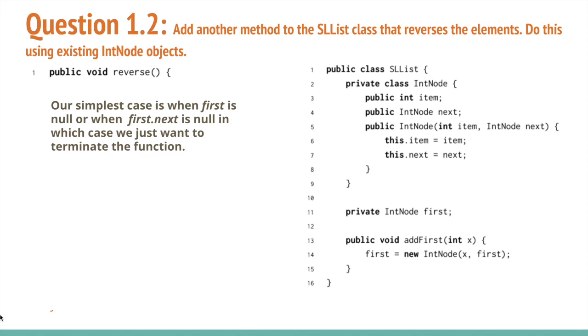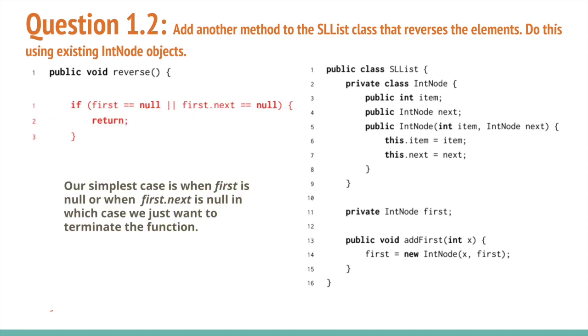In question 1.2, we want to add another method to the SLList class that reverses the elements, and we want to do this by using existing intNode objects. So let's consider our simplest case, and that's when first is null or when first.next is null, because when this is true, we just want to terminate the function. So we have if first is equal to null, or if first.next is equal to null, we just return.